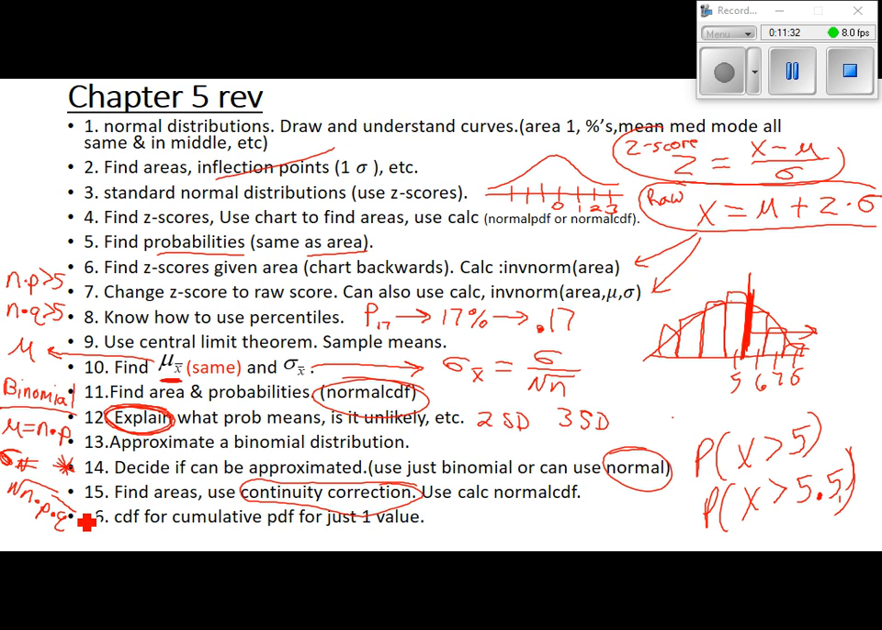Remember CDF on the calculator, CDF means you're starting somewhere. If we're looking at our normal curve, that's terrible, but if we're looking at our normal curve and going down, that's all of that. It's always to the left. PDF means we're just finding one certain number.